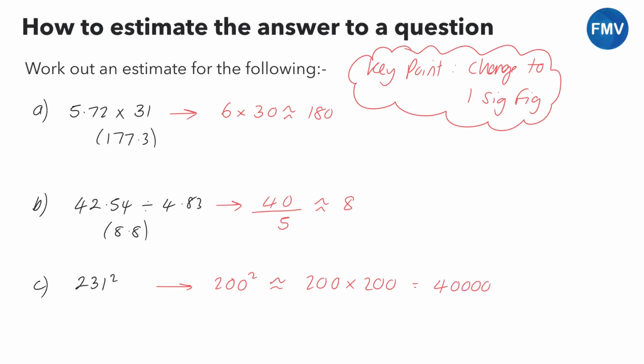Another way of looking at that is 2 times 2 is 4 with 1, 2, 3, 4 zeros. There you go. So the actual answer to that one is just over 53,000. Now that may seem like a huge difference, but let's think about this carefully. We are looking in the tens of thousands. So yes, it is in the tens of thousands. So it gives us a feel for the quantity.